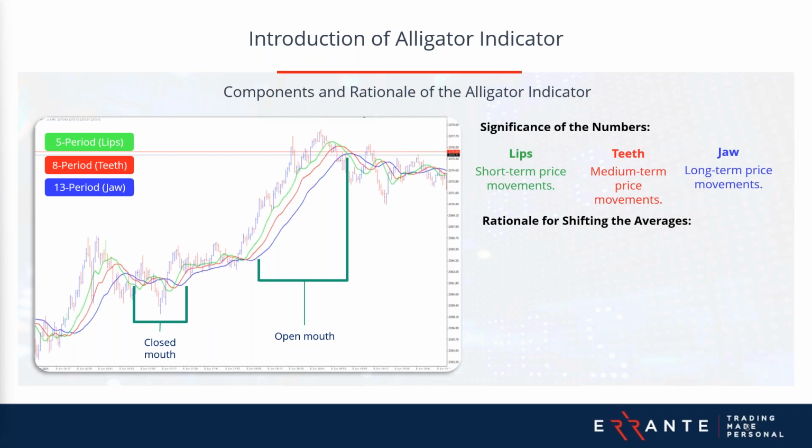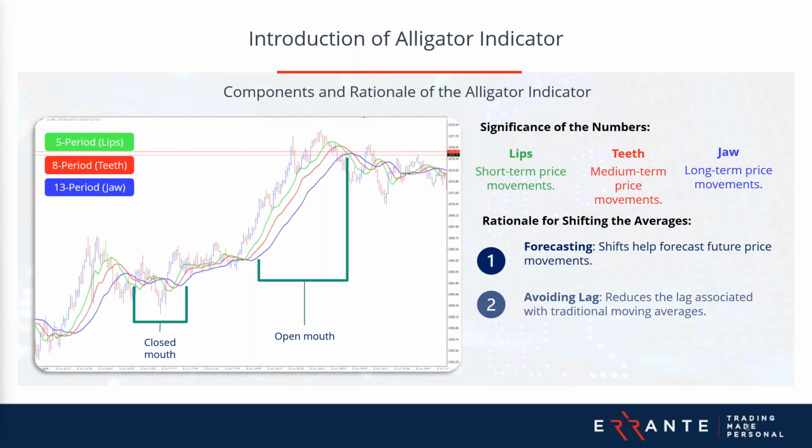Okay, why shift them? There are 3 main reasons. First, by shifting the moving averages forward, the alligator aims to forecast future price movements. This forward projection helps traders anticipate where the market might be headed rather than just reacting to past prices. Traditional moving averages often suffer from lag, meaning they react slowly to price changes. Shifting the moving averages forward helps reduce this lag, making the alligator more responsive to recent price movements.